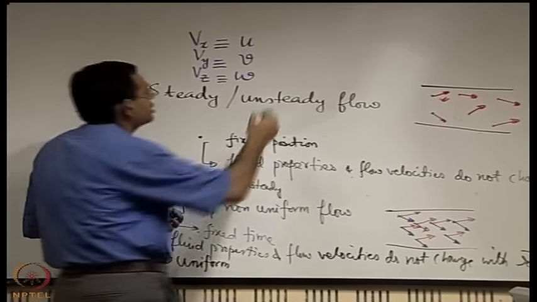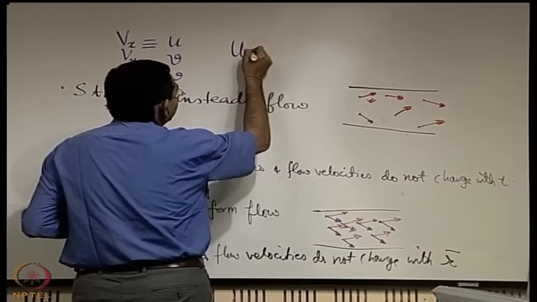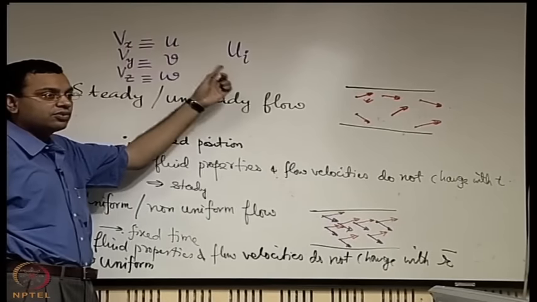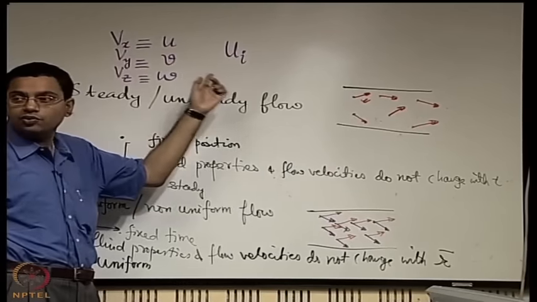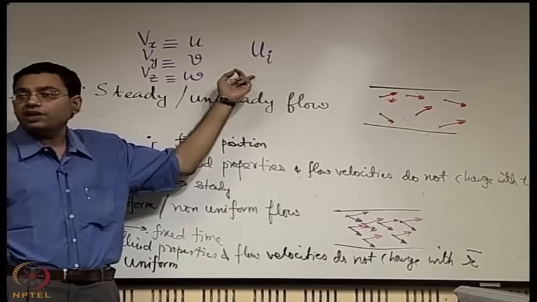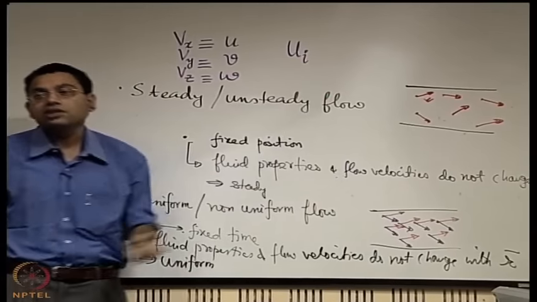In the index notation, of course, you can use u_i, where i equal to 1 will imply vx, i equal to 2 will imply vy, and i equal to 3 will imply vz, because it is a vector. So we have seen how to write vectors in index notation. Velocity is of no exception.